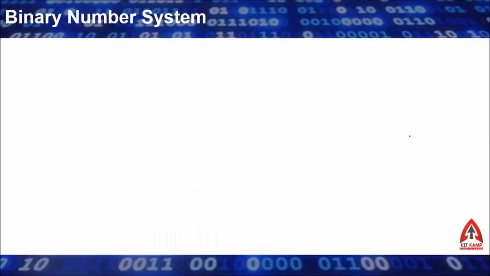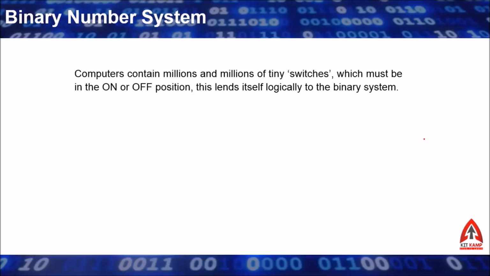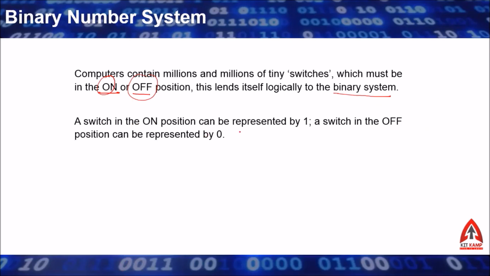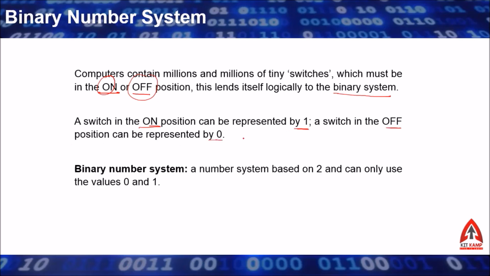So, if we start with a definition, a computer contains millions and millions of tiny switches, which must be in an on or off position. This leads itself logically to the binary number. So binary is on and off, right? And a binary number has the value 1 for on and 0 for off. A switch in the on position can be represented by 1 and off can be represented by 0, just like a switch.